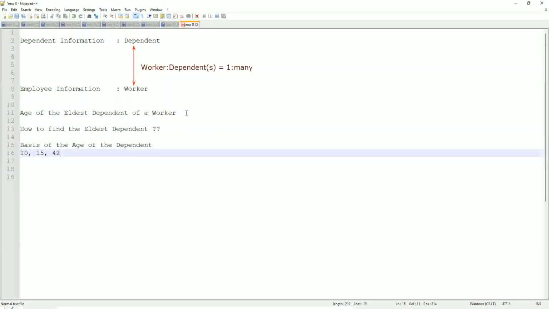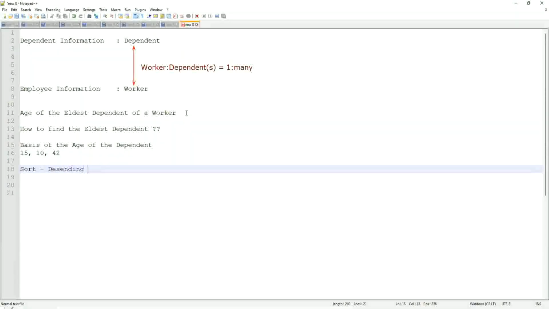Correct. This is how you have it. Let's make it the other way around: 15, 10, and 42. So how would you find the eldest one? This is your sample population. Try it. Highest one to lowest one. So sort. Descending. Right, sort descending.